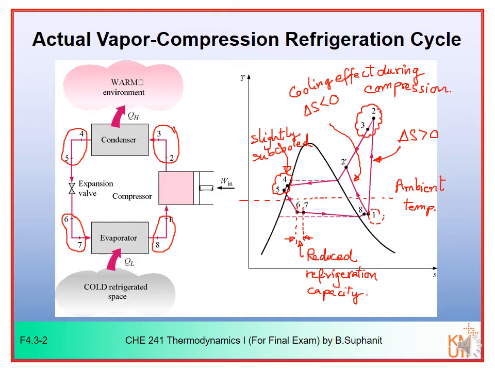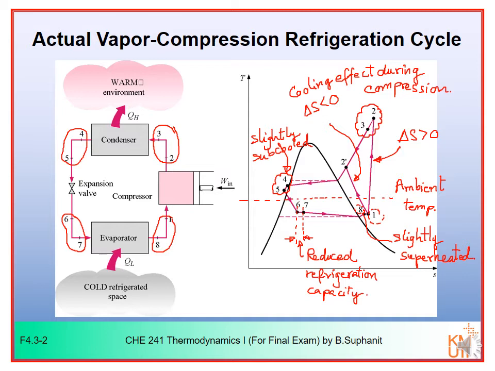This will do no harm in the throttling process. The vapor from the evaporator is slightly superheated to ensure dry compression in the compressor. Number 8 is slightly superheated, to ensure dry compression in the compressor.